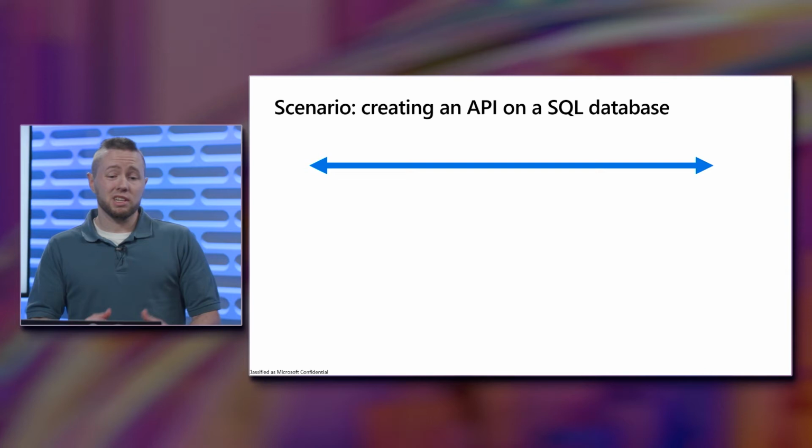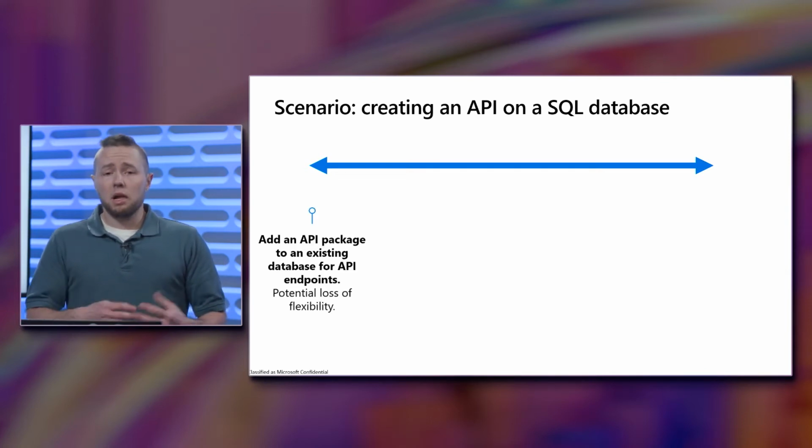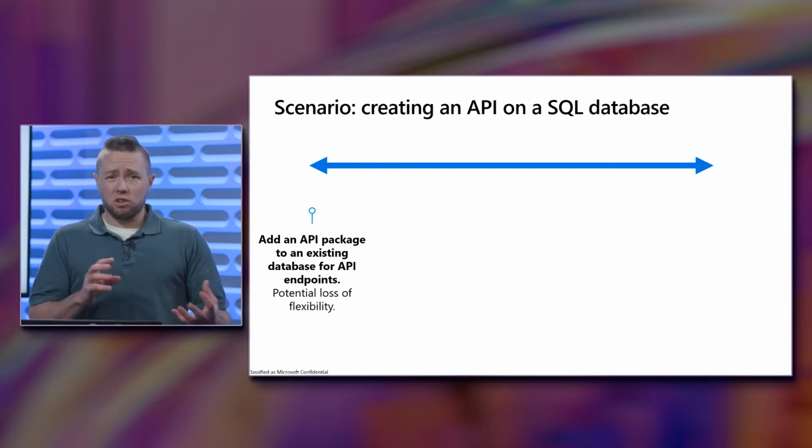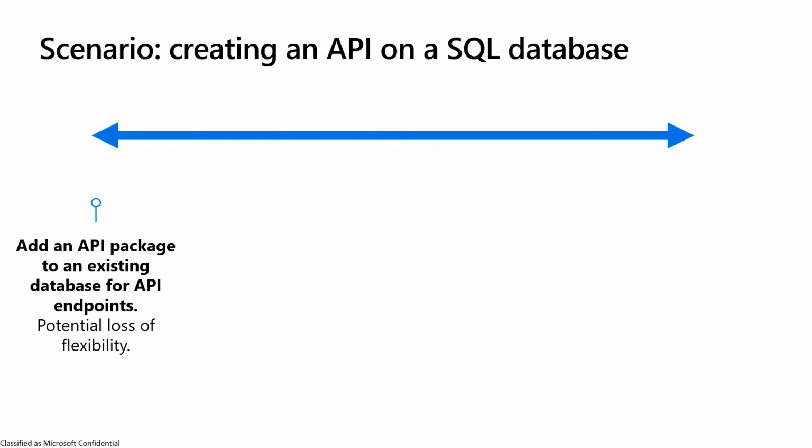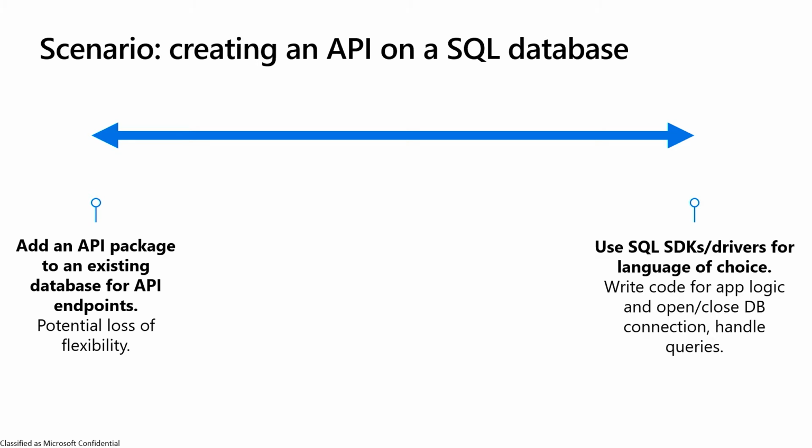Oftentimes, Azure Functions is a great product for building APIs, but maybe you want to start with using an API package, like a framework, and putting that on top of your database to automatically expose a set of API endpoints based on the tables. You might lose some flexibility, but this can be a really efficient way to get a bunch of endpoints quickly.